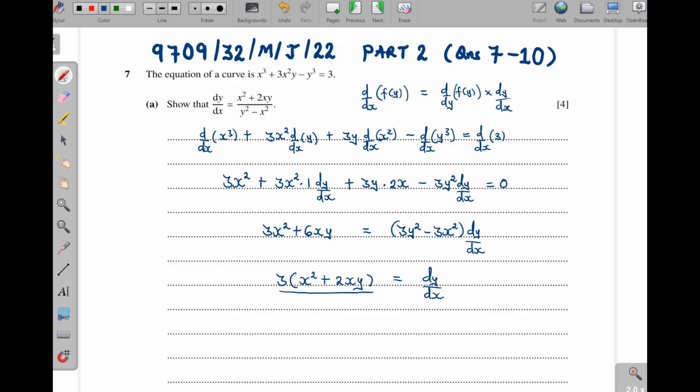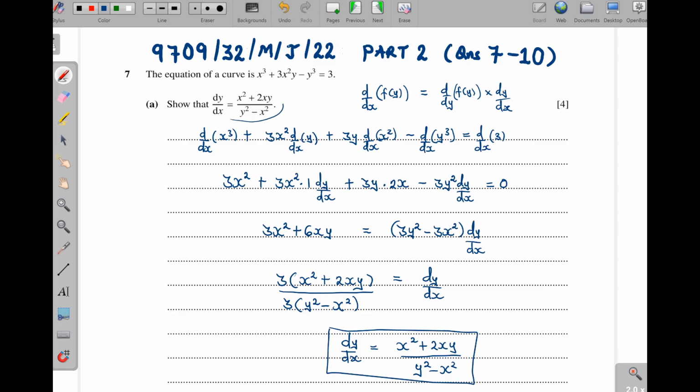Then we divide by, you come to this one here, also 3 is common. So we shall have y squared, then minus x squared. So you see that this 3 is going. So that means our dy dx is going to be x squared plus 2xy, over y squared minus x squared. And this is exactly what they wanted us to show here.